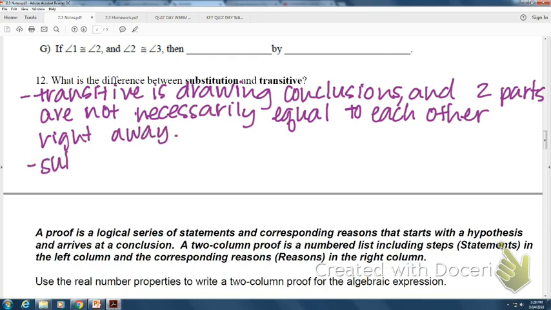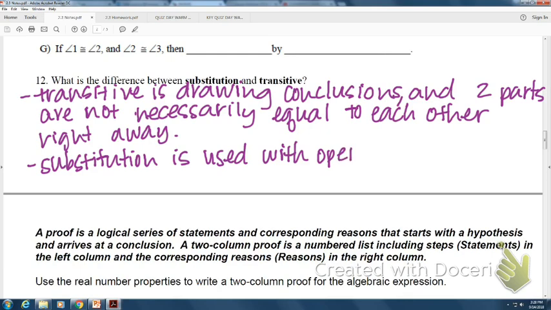Substitution is used with operations. Okay, we're going to see this more as we continue to work with more examples, okay? So transitive is drawing conclusions, and two parts aren't necessarily equal to each other right away. Okay, we need that third piece. Substitution is used with operations. Questions? Okay, so far so good.